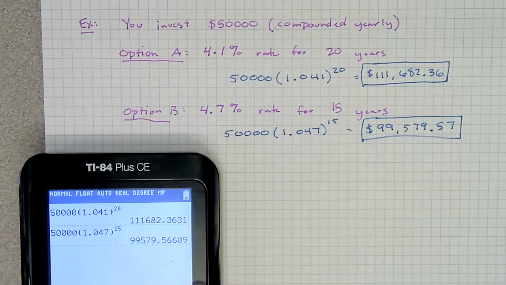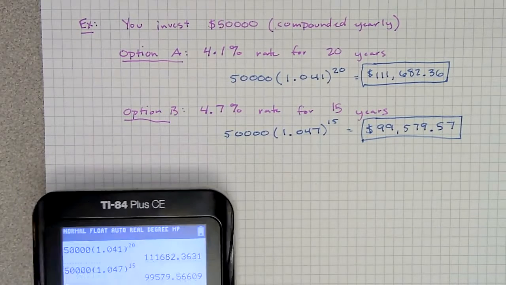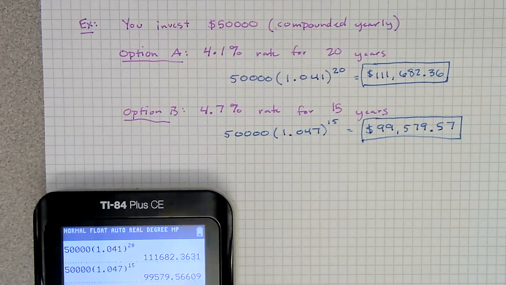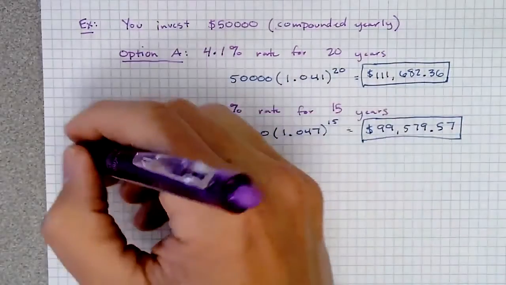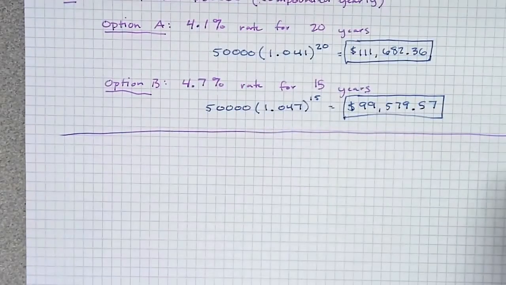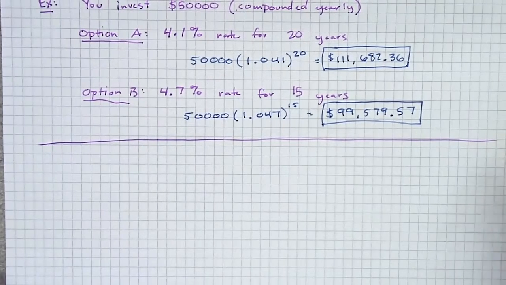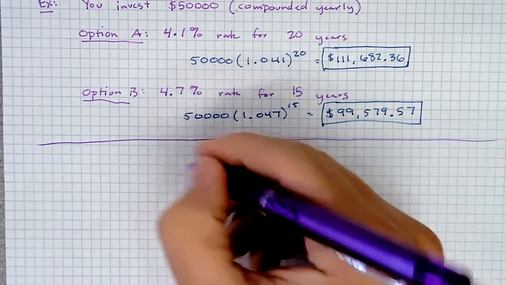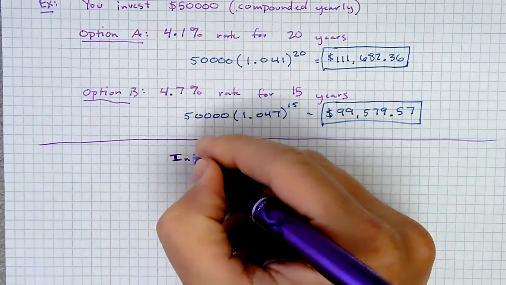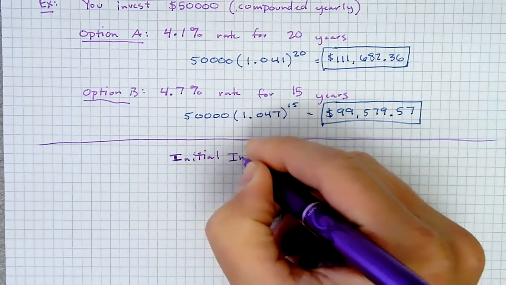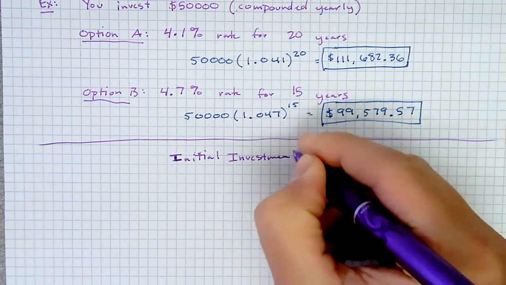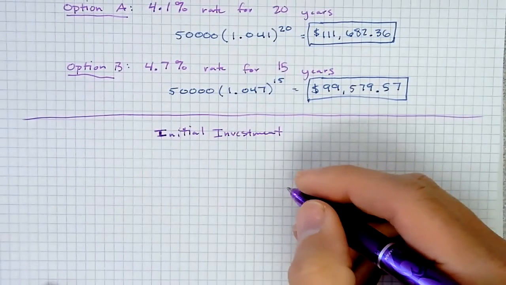Okay, so if you were going to be given those two options for investment purposes, hopeful to know which one's going to give you a better return. Okay, the other thing we talked about is what if it's not compounded yearly, compounded quarterly, monthly, daily, weekly.